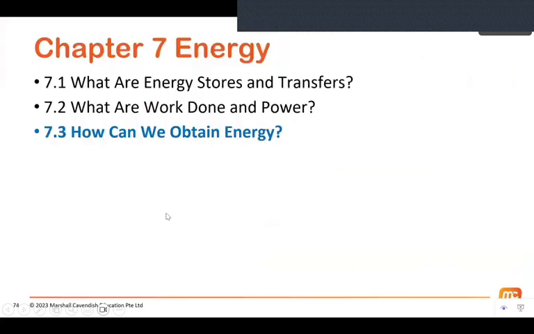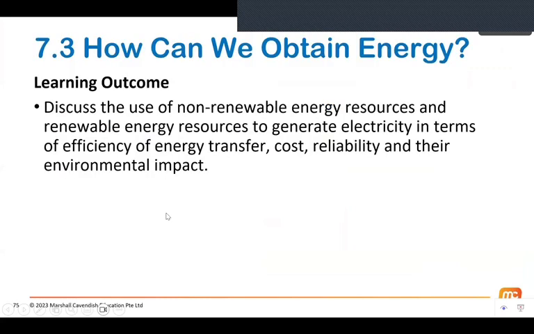Okay, so in the next part, how can we obtain energy? I'm not going to go into that because you are supposed to go and do research by yourself. So I'm just going to briefly go through that. In this part, we are going to discuss the use of non-renewable energy sources and renewable energy sources to generate electricity in terms of the efficiency of the energy transfer, the cost, reliability, as well as their environmental impact. Okay, so this is the Singapore energy story. You may go to the YouTube video to search for it.